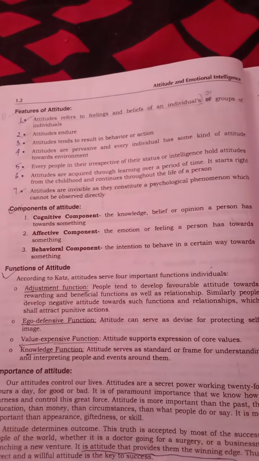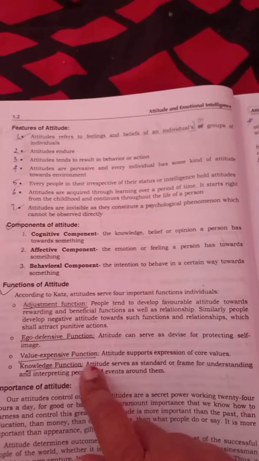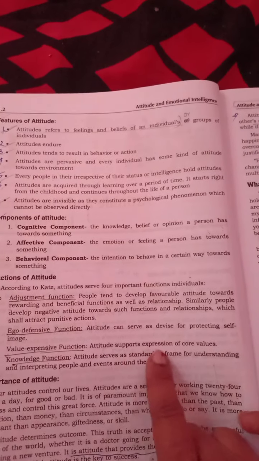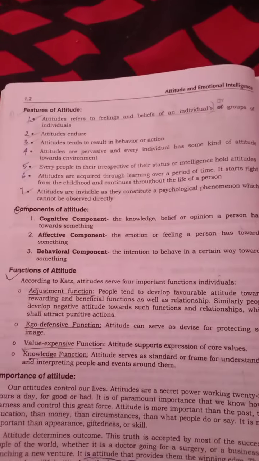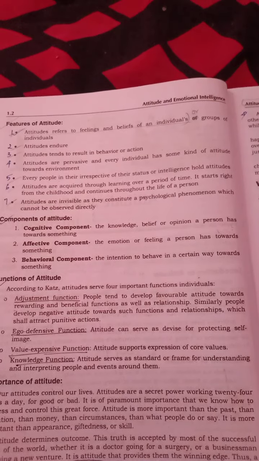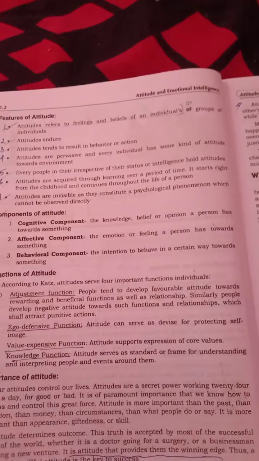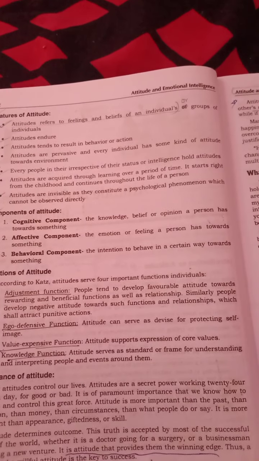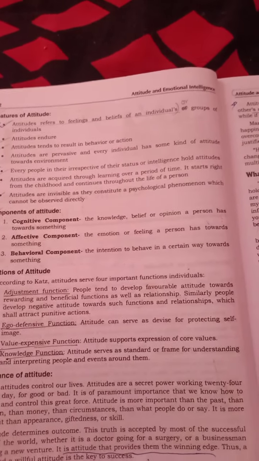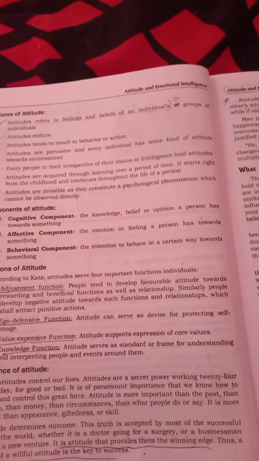The next one we have is called the value expressive function. So what is this value expressive function? This is an attitude that supports expression of core values. All of us have our own values. You can find some people with the attitude of lying a lot, saying a lot of lies and involving a lot of fraudulent activities. You can see that person is really deceiving in nature. He can go to any extent to do anything. Such a person has no values.